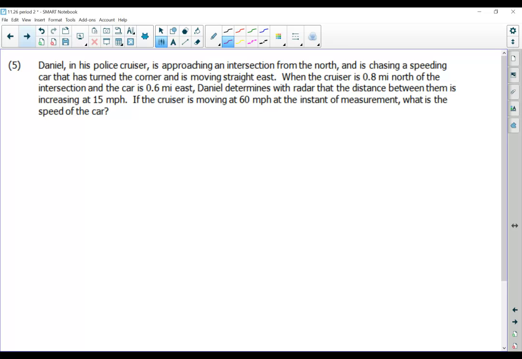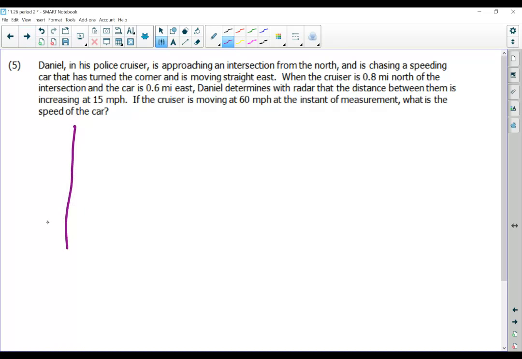Okay. Daniel in his police cruiser is approaching an intersection from the north and is chasing a speeding car that has turned the corner and is moving straight east. When the cruiser is 0.8 miles north of the intersection, the car is 0.6 miles east. Daniel determines with a radar that the distance between them is increasing at 15 miles per hour. If the cruiser is moving at 60 miles per hour at the instant of measurement, what is the speed of the car? Okay, so I'm going to draw this situation.